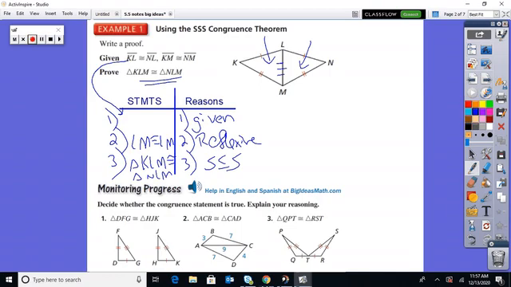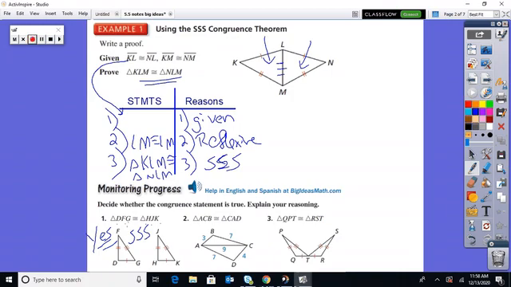Alright, the monitoring progress. Decide whether the congruence statement is true. So pause the video here, take a look and see what you guys think about these 3 triangles in the monitoring progress. Alright, back again. Okay, so number 1. Single slash, double slash, double slash, triple slash, triple slash. The letters match up. D goes with H, yes. F, J, yes. G with K. So there's side, side, side congruence.